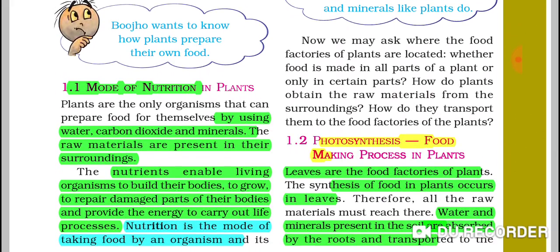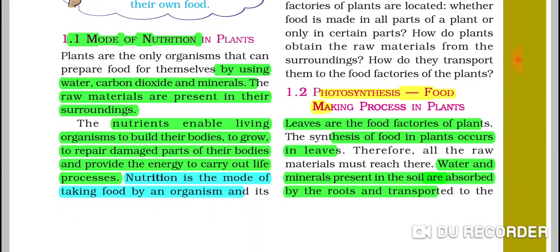Now, how do the plants make their food? What are the various processes by which food is prepared in plants? We are going to see this in this lesson: photosynthesis, the food making process in plants. Leaves are the food factories of plants. In plants, leaves are a very important part. In the leaves, the food is prepared. The synthesis of food in plants occurs in the leaves.